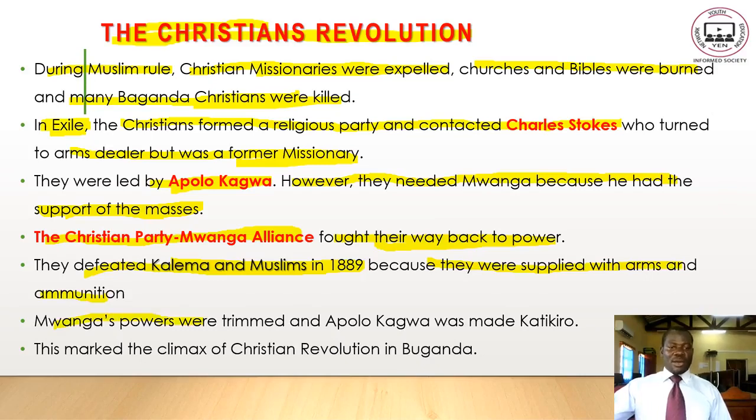So Mwanga's powers were trimmed and Apollo Kagwa was made Katikiro. In an alliance you agree on terms. So they agreed on the terms to say, all right, now you are going back to power, but your power is going to be reduced. And they put Apollo Kagwa, who was also the leader of that Christian expedition, to be the Katikiro, or the prime minister. This marked the climax of the Christian revolution in Buganda. So that's how the revolution took place in the Buganda Kingdom.